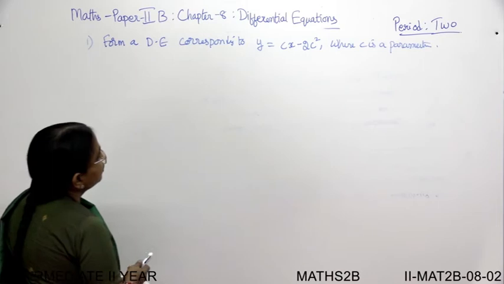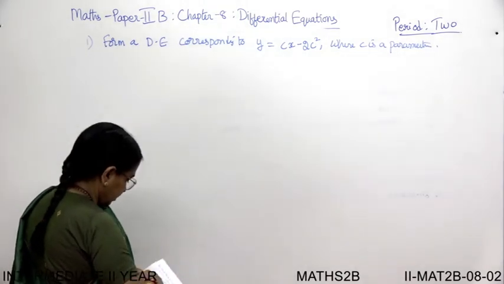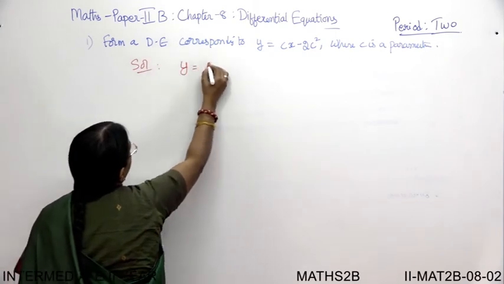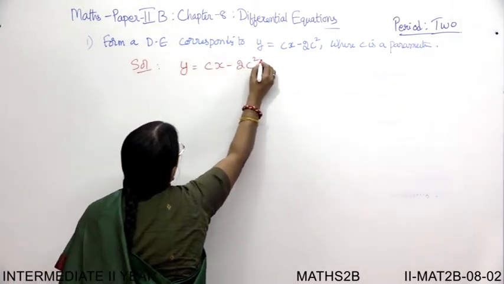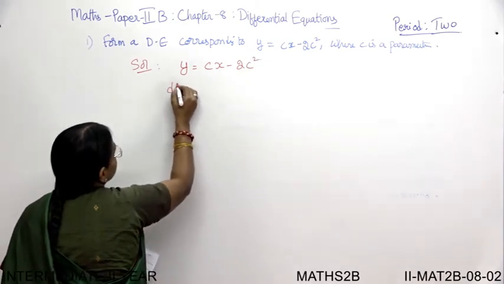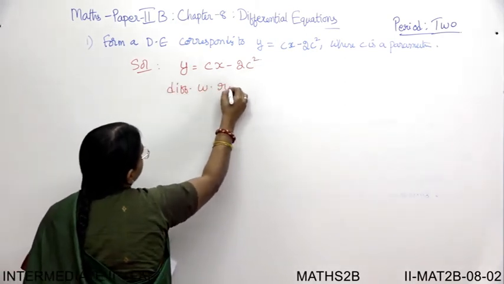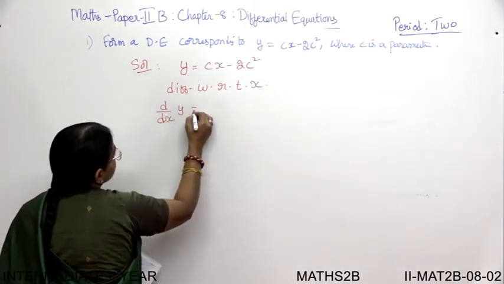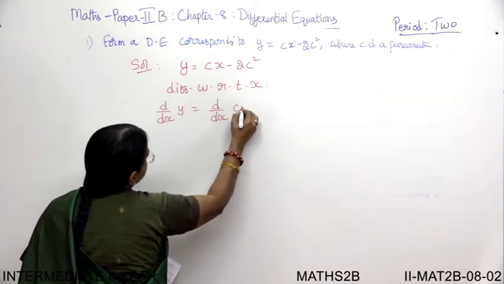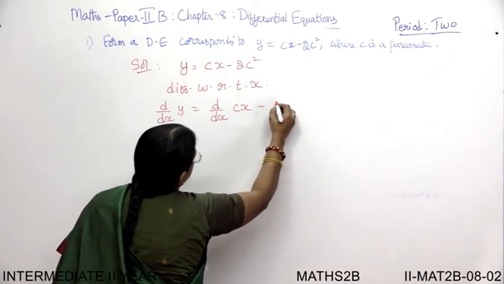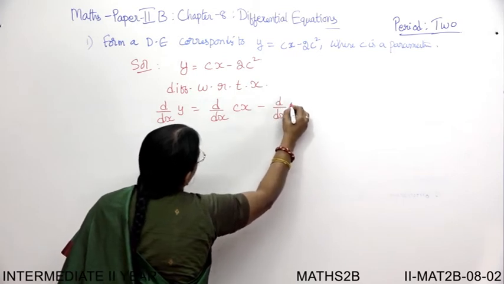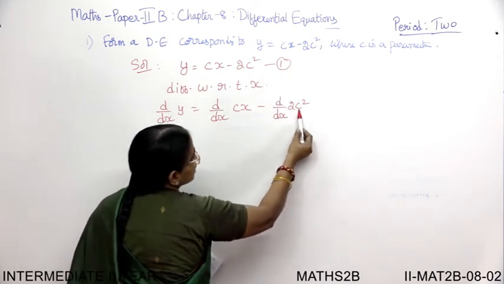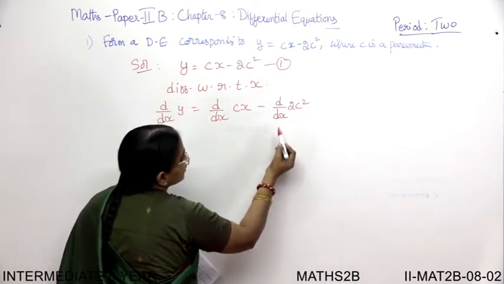So what will you do? You are given in the solution y is equal to cx minus 2c square. There is only one arbitrary constant. I'll write the steps. Differentiating with respect to x, that means d by dx of y is equal to d by dx of cx minus d by dx of 2c square. This is equation 1. 2c square, c is a constant, so this whole thing is a constant. Derivative of a constant is 0.